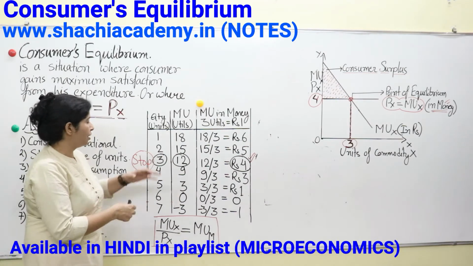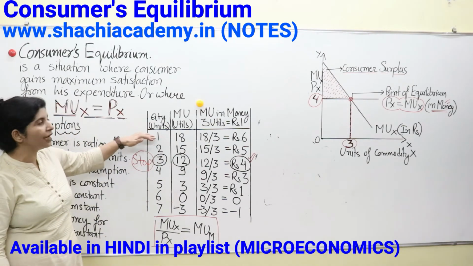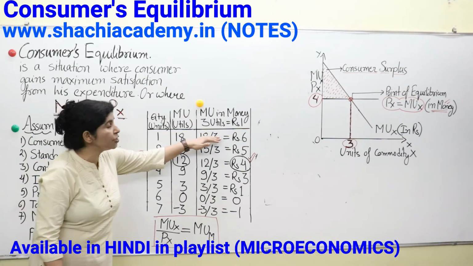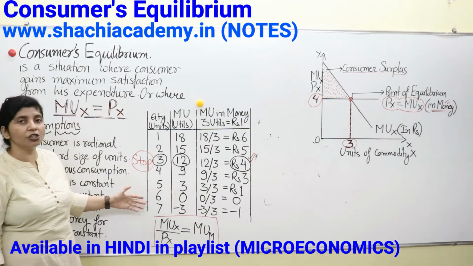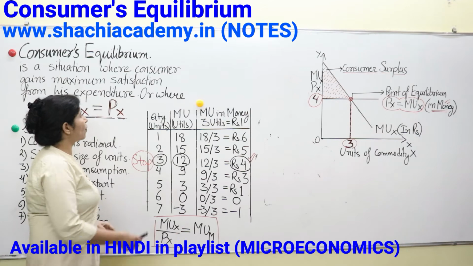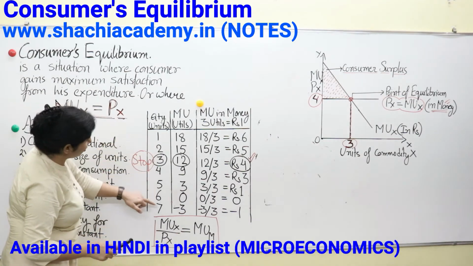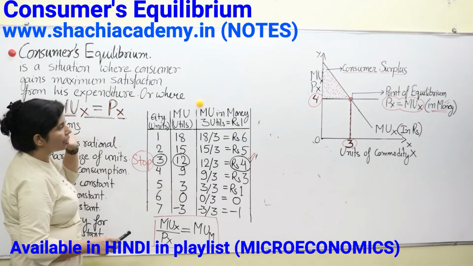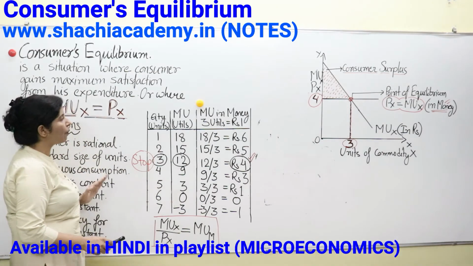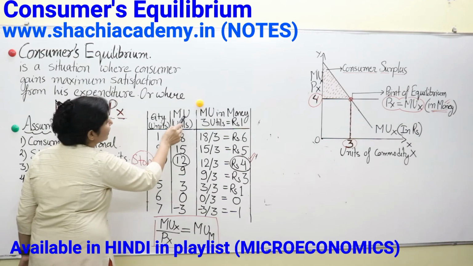Our schedule will explain how utility and marginal utility change with the quantity we consume. Here we have given the quantities, 1, 2, 3, 4, 5, 6, 7. In all, we have 7 units of commodity. And here, marginal utility in utils.